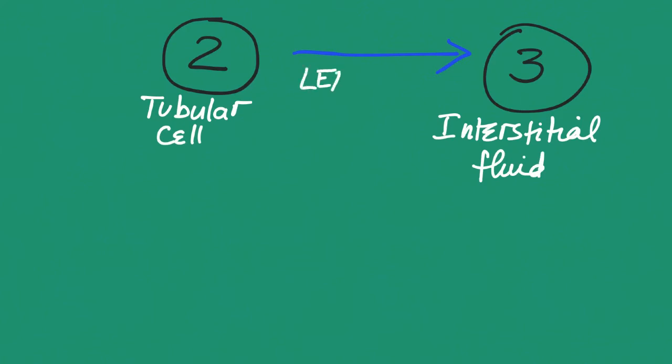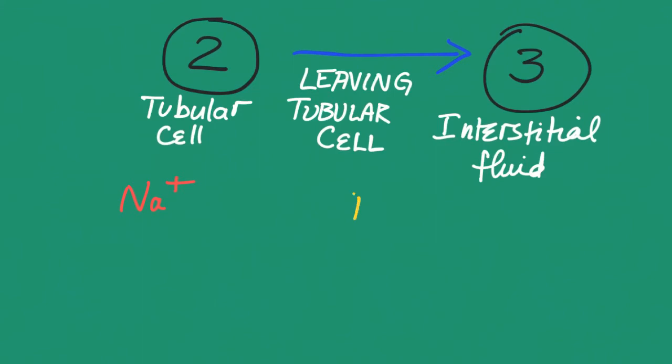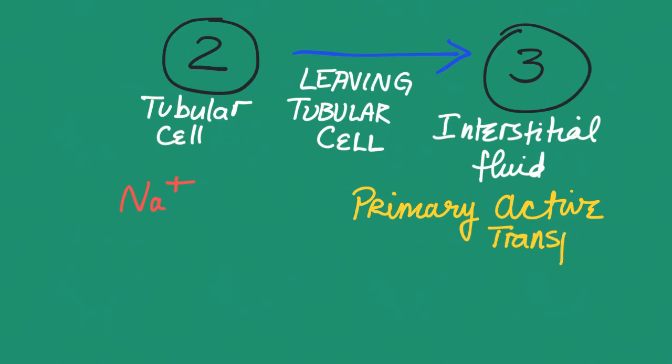So the molecules that we are talking about are again sodium, potassium, chloride, glucose, and amino acids. Sodium, as we remember from the secondary active transport that we studied earlier, enters the cell via secondary active transport, but it has to be pumped out of the back end of the cell. And so here we see sodium leaving the back end of the tubular cell via primary active transport.